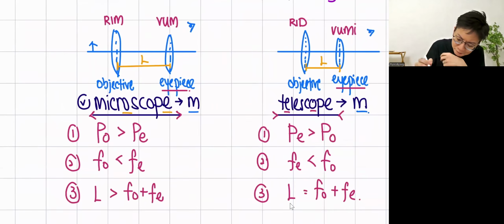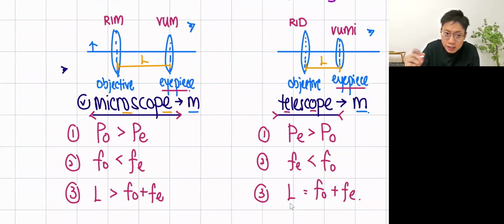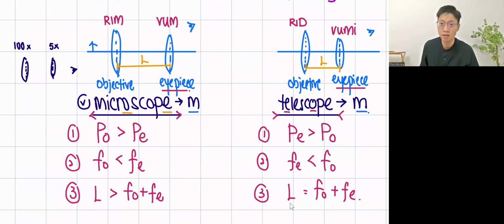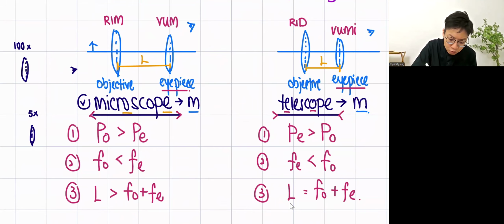Now, why must the microscope's PO be more than PE? It is because, you all just think logically. Imagine this is my eye. I've got two lenses in front of me. One is 5x, the other one is 100x. Guys, should I put it like this or should I put it like this? Which one is better?